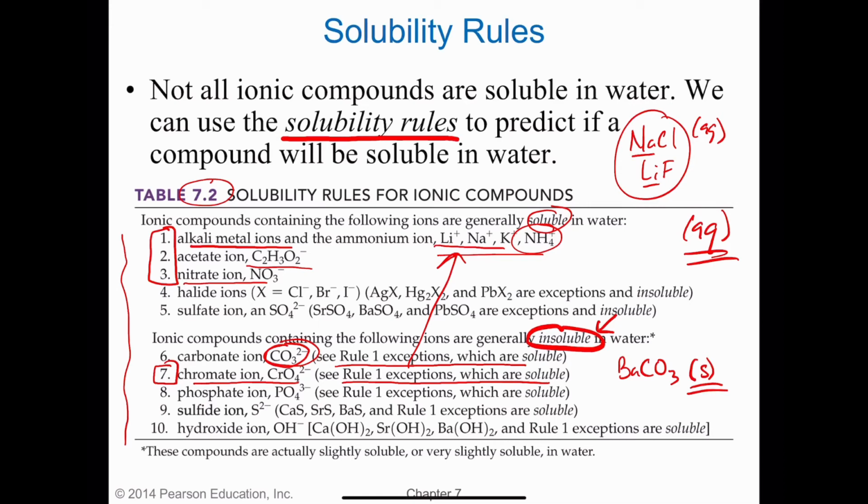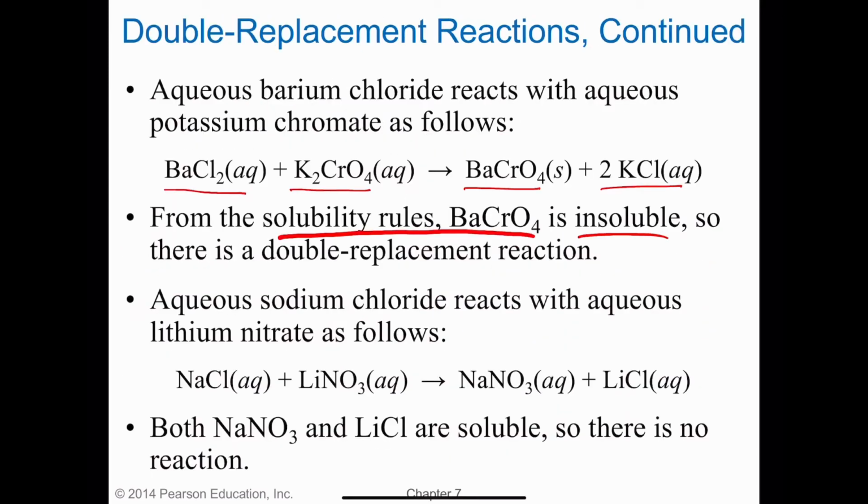So these first 3 rules are also the more important ones. Since we're not seeing that, barium doesn't appear in this list up here, and chromate is one that makes insoluble substances. That means the barium chromate is insoluble, so that means we get the solid physical state right here, and so we would indeed have a double replacement reaction.